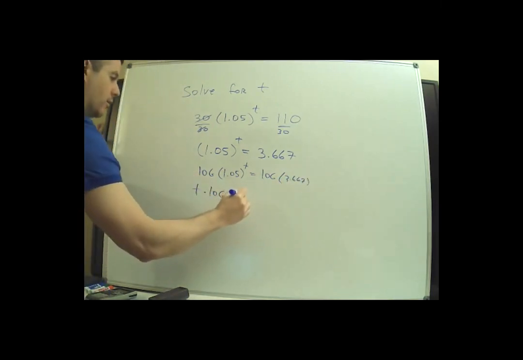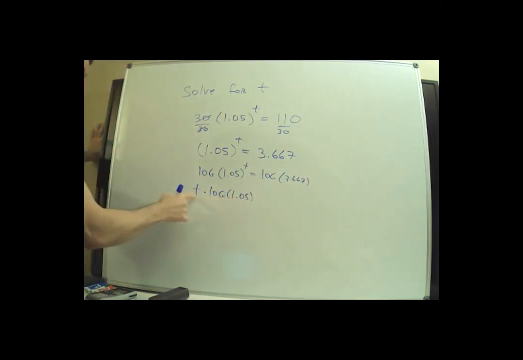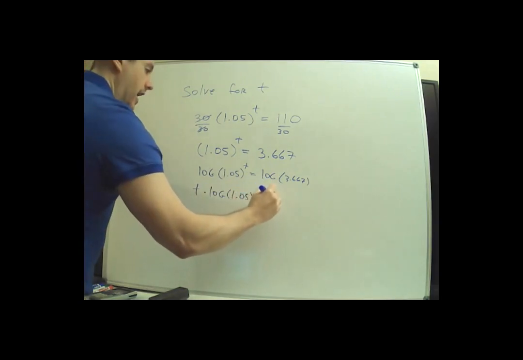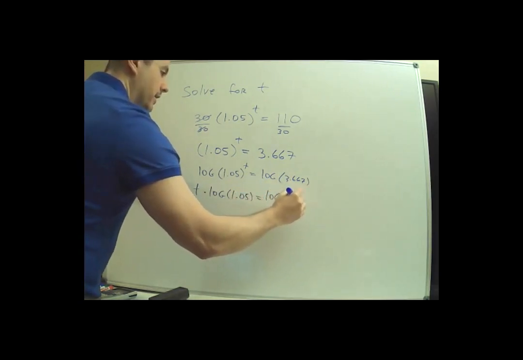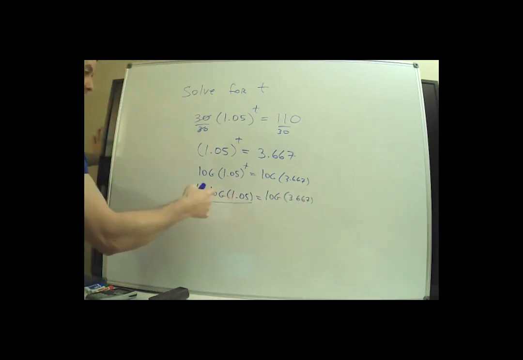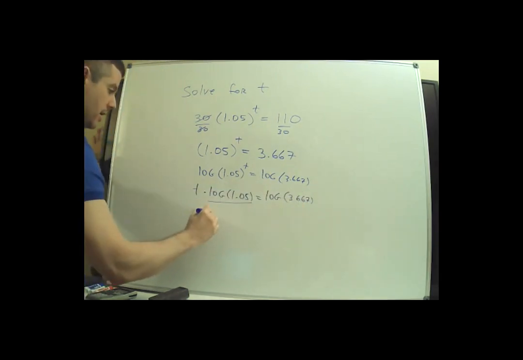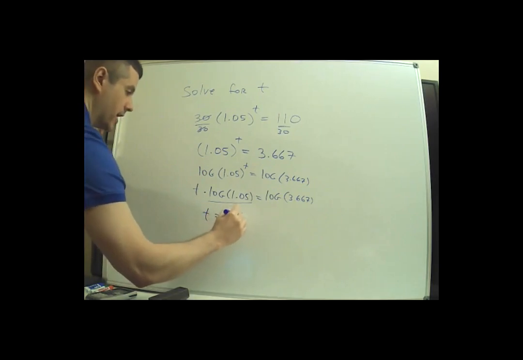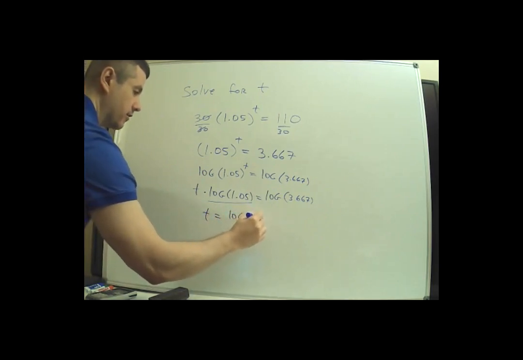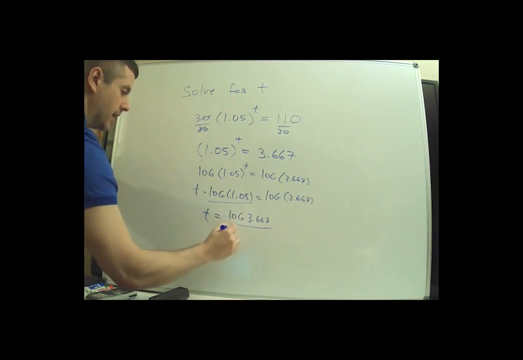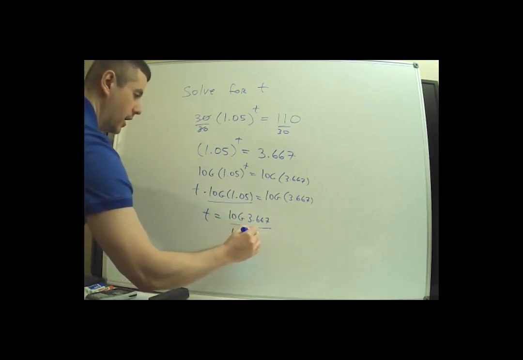So you have log 1.05 times t. On the other side, I have the log of 3.667. Now I'm going to divide this one away over to there. I want to save myself a little bit of writing here. So you get t equals log 3.667 divided by log 1.05.